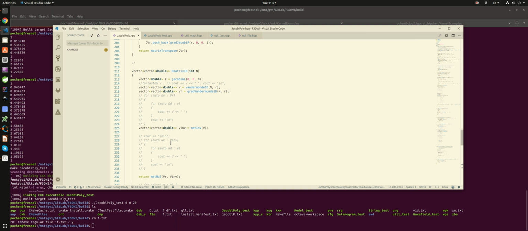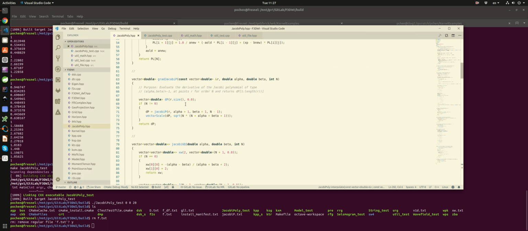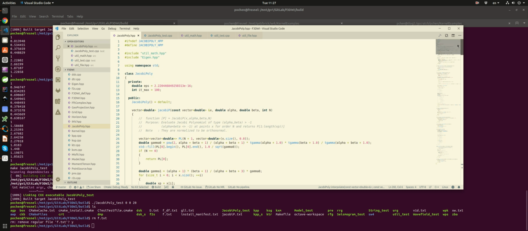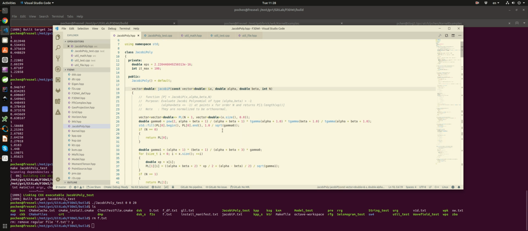No, that's this particular class. That's this Jacobi poly class, right? And then Jacobi P allows you to actually compute the values of a Jacobi polynomial, right?